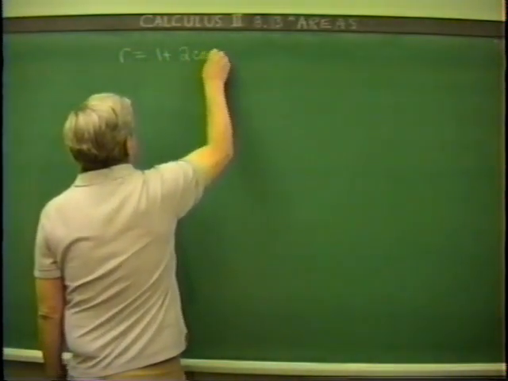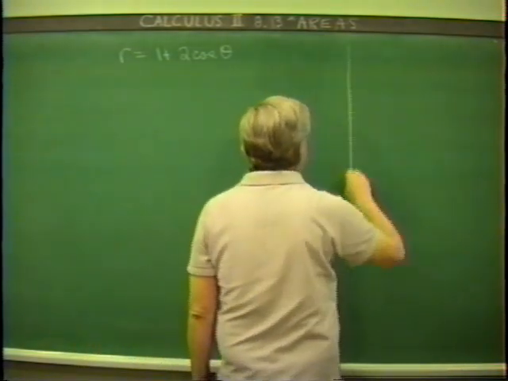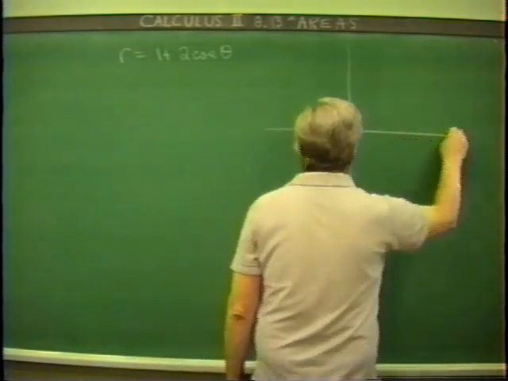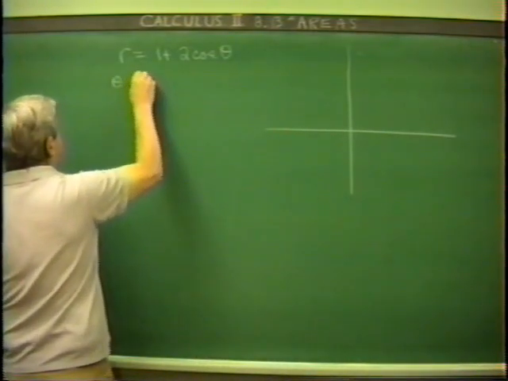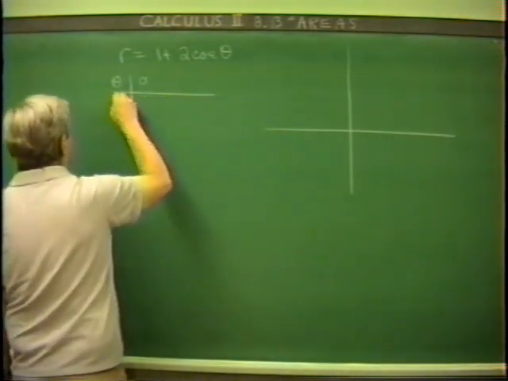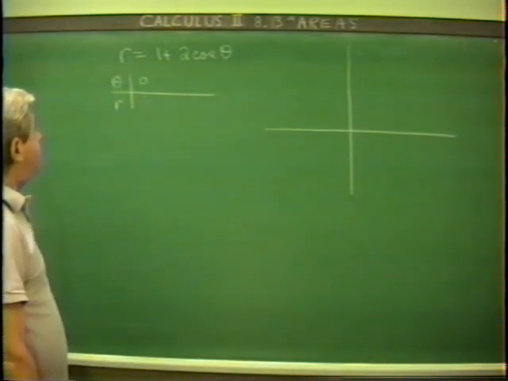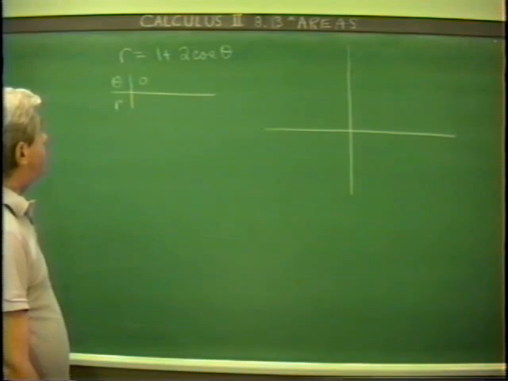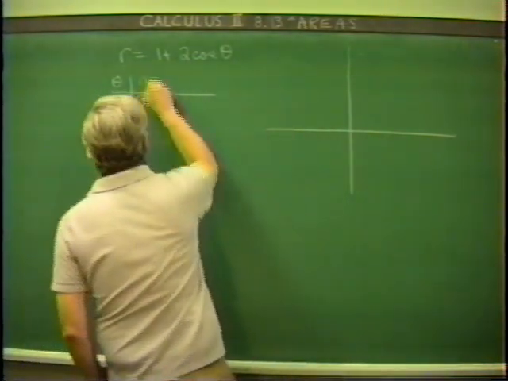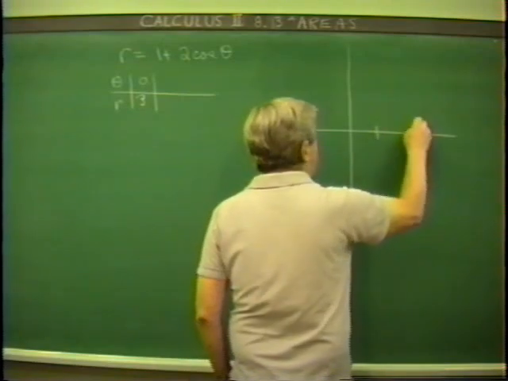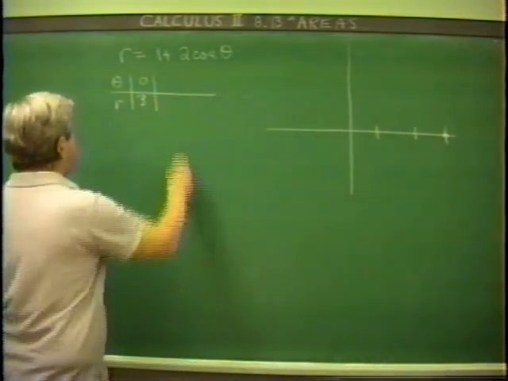Now let's take a look at another example of areas here in polar coordinates. Let's look at r equals 1 plus 2 cosine theta. All right. Let's see what this looks like. When theta is 0, what's r? Cosine theta is equal to 1, and so r is going to be 3.